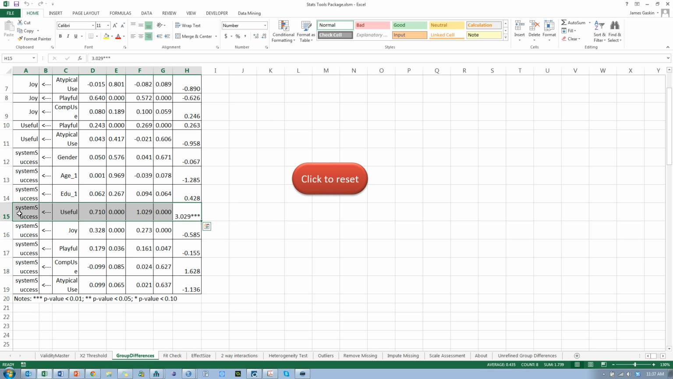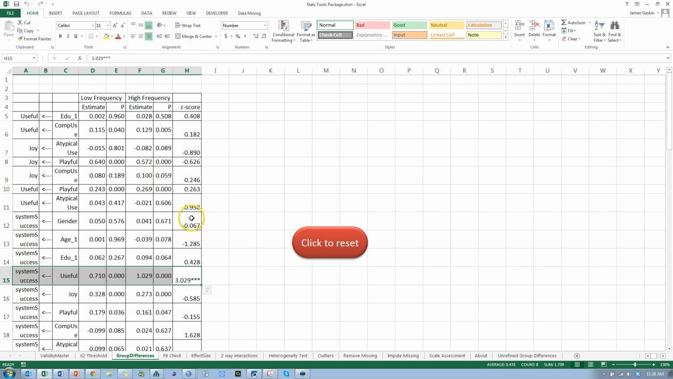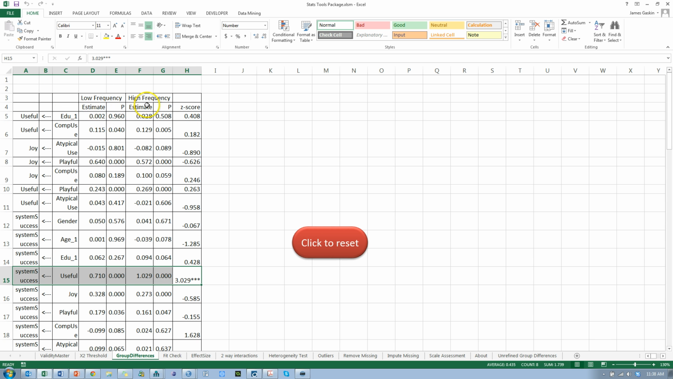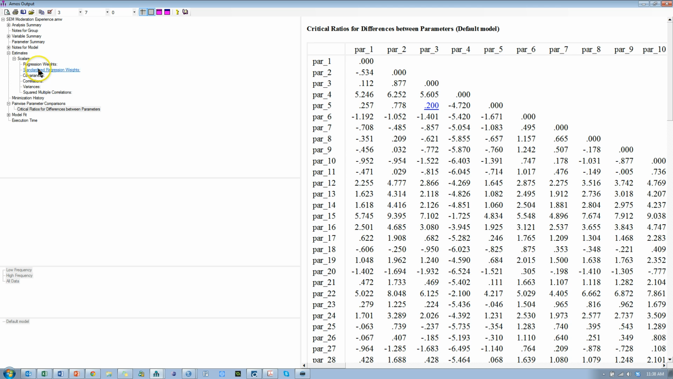Woo! Question, when you pick the grouping variable, did you pick the categorical frequency? Would you go back and pick the grouping variable? Yeah, sure. Before I do, just follow up on this. We found one significant difference between low and high frequency in terms of usefulness and system success. What does this mean? We have to look at the standardized estimate. Let's go to the standardized estimates for these.